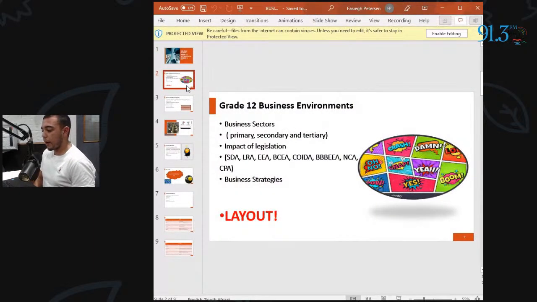So business environments is broken down into business sectors. So what is business sectors? So we all know that in the past, since grade 8, we've learnt about business sectors. We have learnt about the primary sector, the secondary sector, and tertiary sector. So basically the primary sector we all know is our raw materials, our secondary sector is our manufacturing, and our tertiary sector is delivering a service.